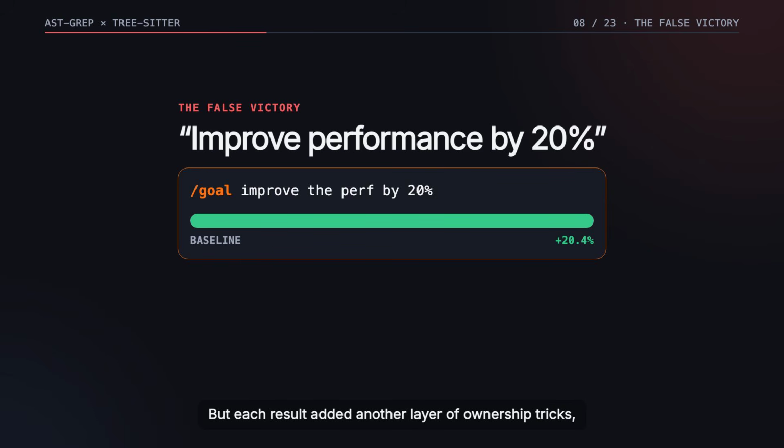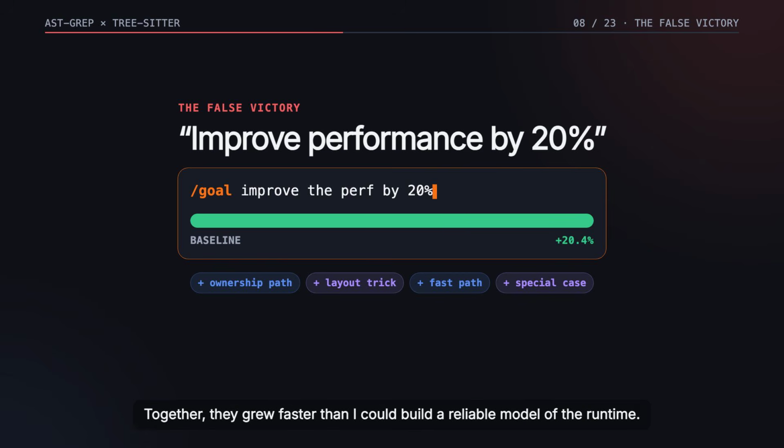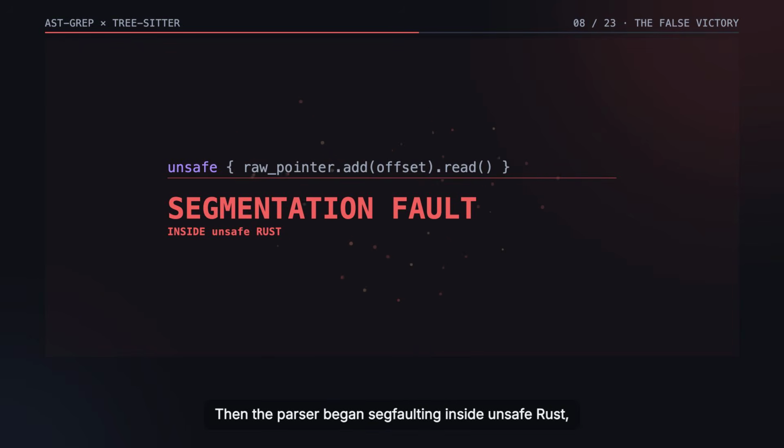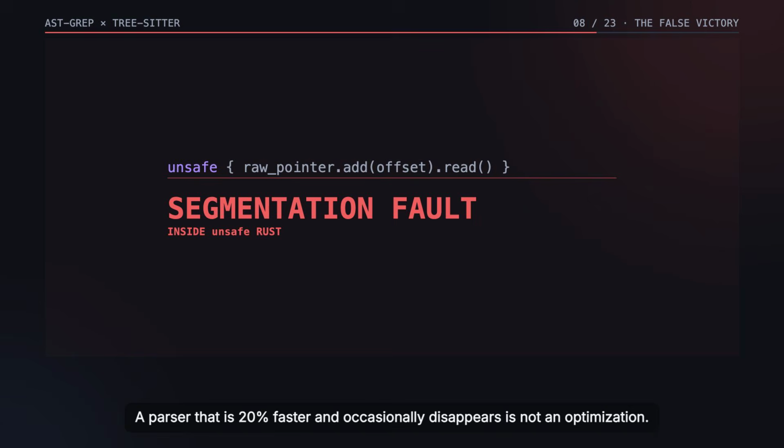But each result added another layer of ownership tricks, layout experiments, and fast paths. Every patch looked plausible by itself. Together, they grew faster than I could build a reliable model of the runtime. Then the parser began segfaulting inside unsafe Rust, in code that still relied on raw pointer operations. There was no friendly Rust panic and no failed assertion. The process simply left, somewhere inside code neither of us could fully explain.